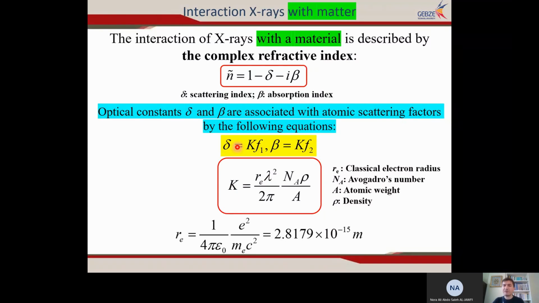So we have a relation between delta and F1, beta and F2. Delta is the scattering index. F1 is the atomic scattering factor for scattering mechanisms. Beta is the absorption index. And F2 is the atomic scattering factor for absorption of X-rays. Do you have any question here related to this part, the interaction of X-rays with matter?